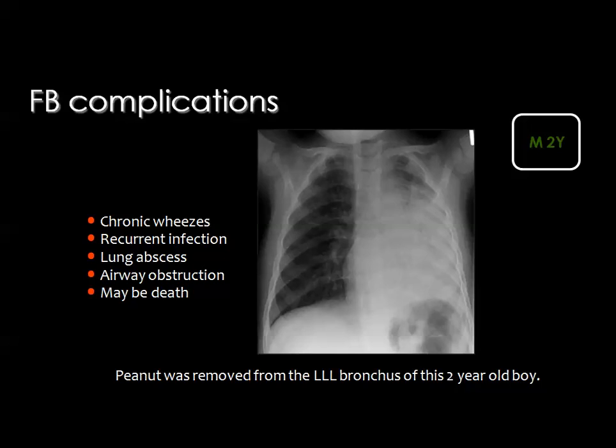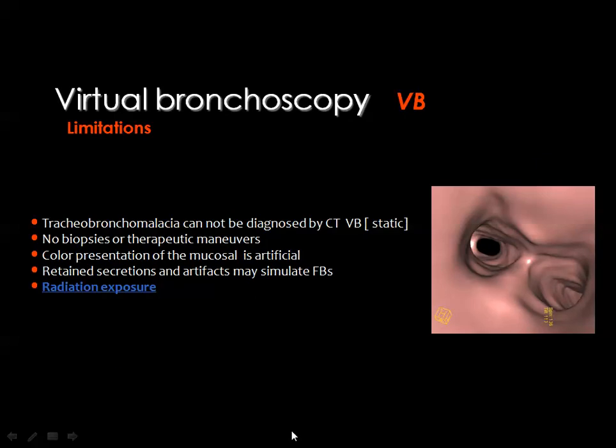Then the complications of foreign bodies will include chronic wheezes, recurrent chest infection, the development of lung abscess, airway obstruction, and may result in death. And virtual endoscope has many limitations. As I have mentioned, the tracheobronchomalacia cannot be diagnosed by virtual endoscope because this is static imaging. In order to diagnose tracheobronchomalacia, you need the true endoscope. The virtual endoscope cannot obtain biopsies or do therapeutic maneuvers.